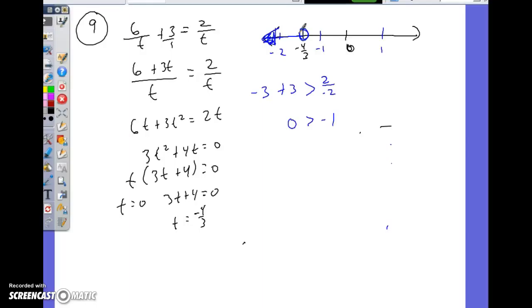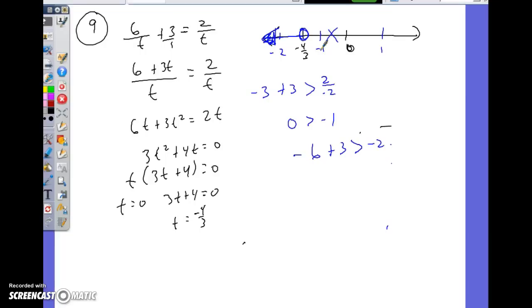Okay. Now I'm going to check -1. I plug it in here. I get -6 plus 3 is greater than -2, right? Because 2 divided by -1 is -2. Is this true? Would it be -3? There's no t down here. Oh, just kidding. You're good? So therefore, it's not true. So it's not true here. Boom. Put an X in the middle there somewhere.